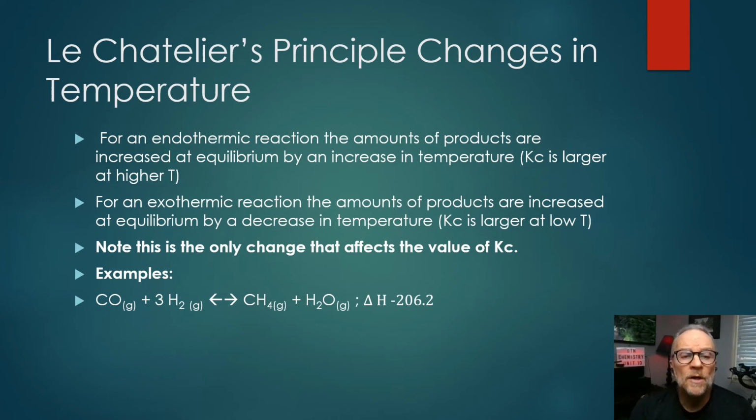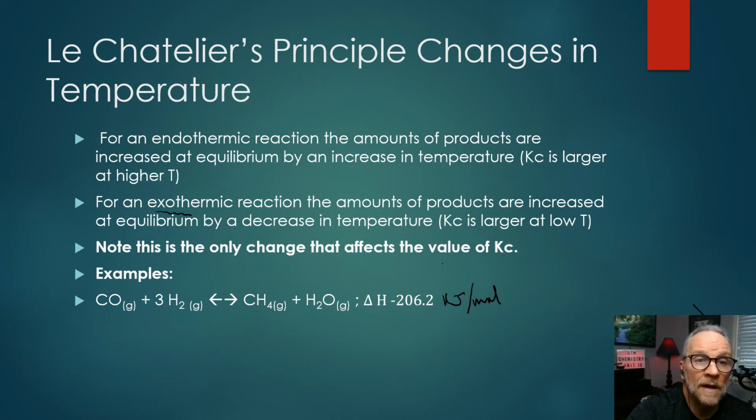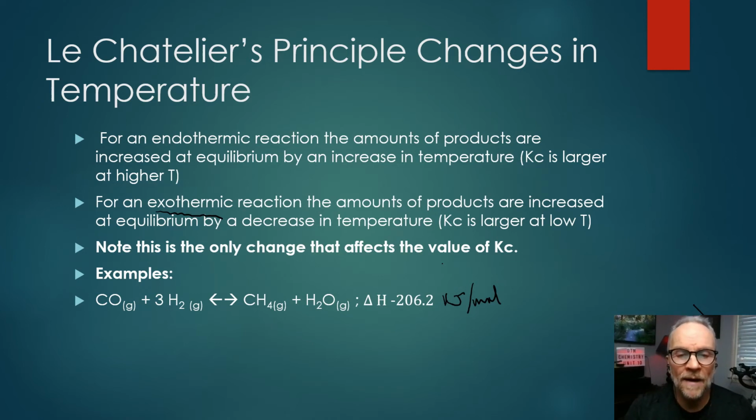So some examples here. We have carbon monoxide and hydrogen forming methane and water, and we have a negative value for our enthalpy change, which should be in kilojoules per mole. So this is an exothermic reaction. When I look at this, I look at it as the heat being on the product side of the reaction.